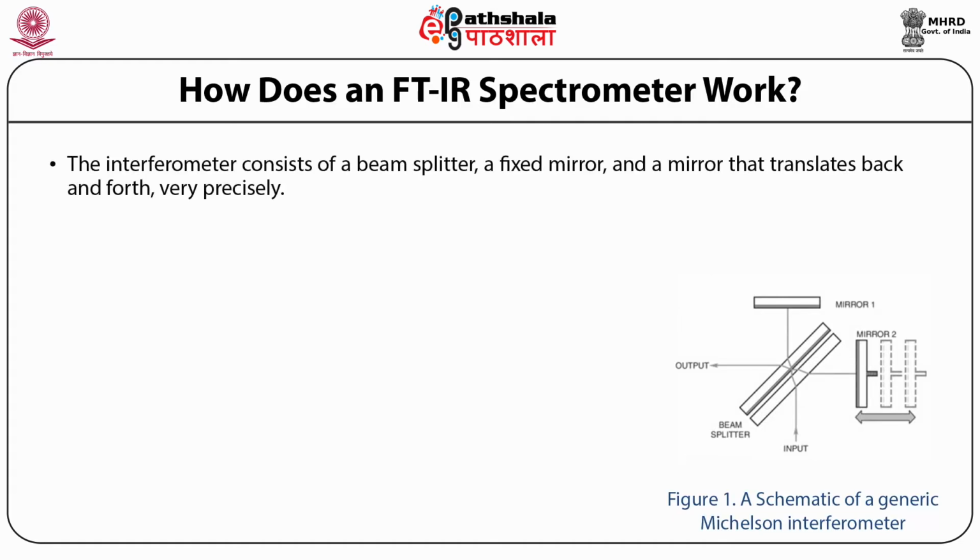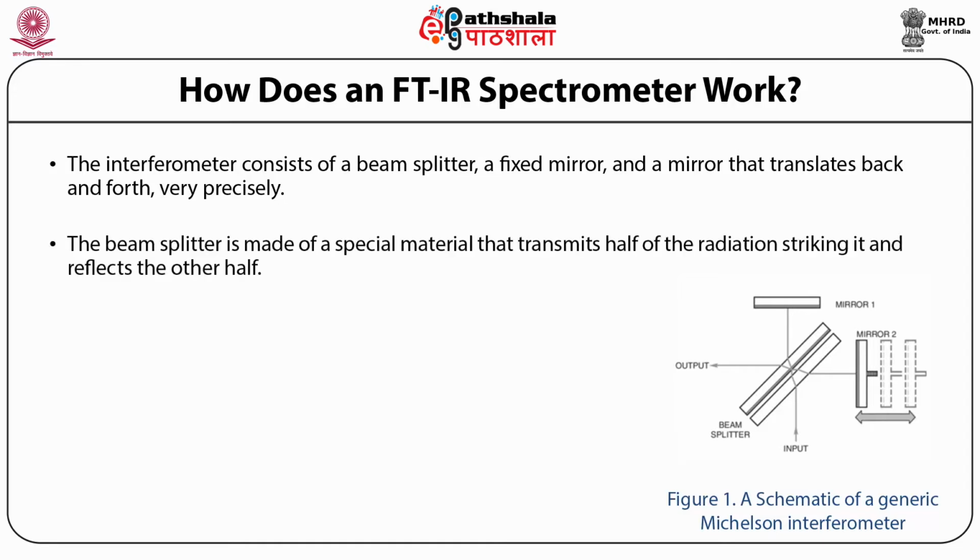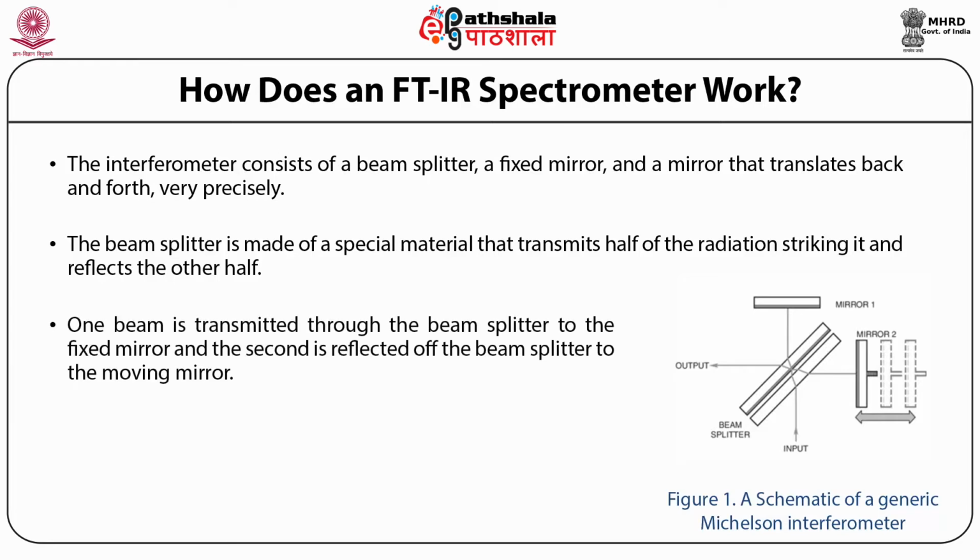The interferometer consists of a beam splitter, a fixed mirror, and a mirror that translates back and forth very precisely. The beam splitter is made of a special material that transmits half of the radiation striking it and reflects the other half. Radiation from the source strikes the beam splitter and separates into two beams. One beam is transmitted through the beam splitter to the fixed mirror, and the second is reflected off the beam splitter to the moving mirror.